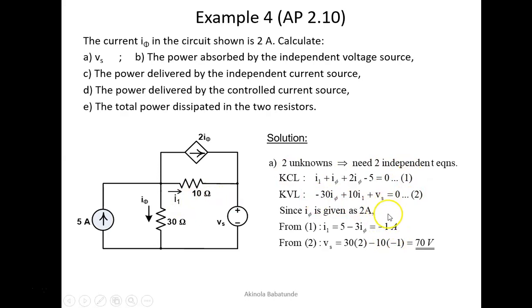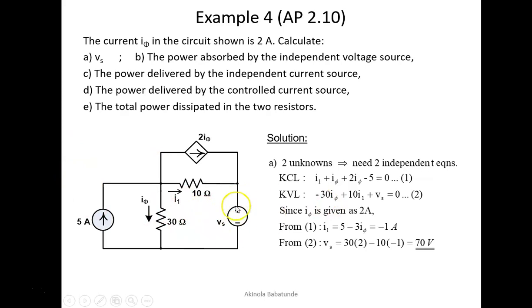Then from equation 2, since we know I1 already, we can put that in equation 2 and find our Vs, and that gives us 70 volts. So this solves the A part of the question.